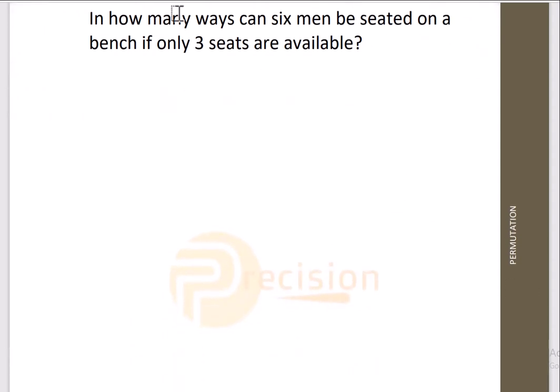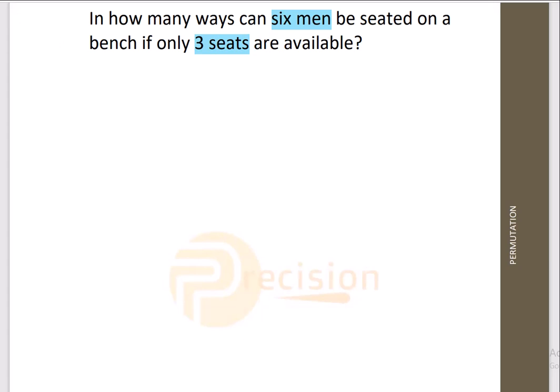Okay, the question says, in how many ways can 6 men, so we're talking about 6 men. So this is the number of objects we are looking at. In how many ways can 6 men be seated on a bench if there are only 3 seats? So 3 seats is what is available. So this is what it can carry per time.